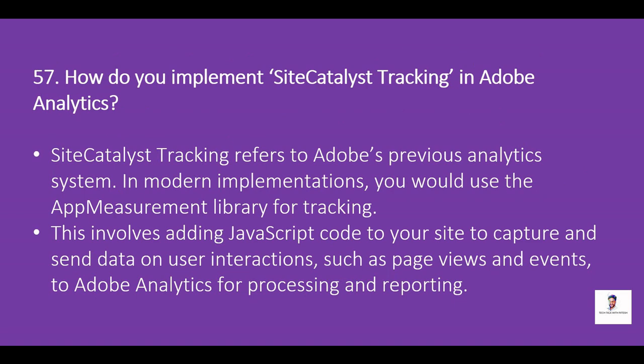How do you implement Site Catalyst tracking in Adobe Analytics? Site Catalyst tracking refers to Adobe's previous analytics system. In modern implementations, you would use the AppMeasurement library for tracking. This involves adding JavaScript code to your site to capture and send data on user interaction, such as page views and events, to Adobe Analytics for processing and reporting.